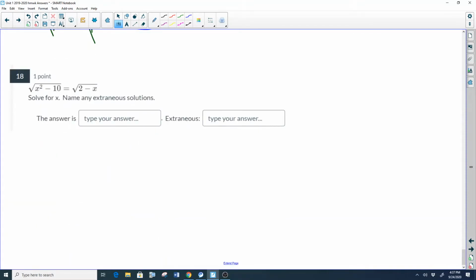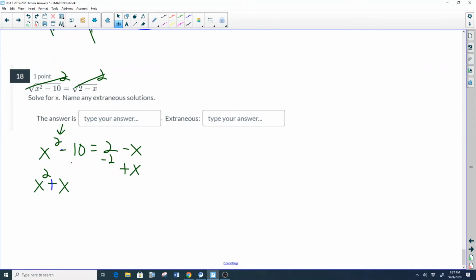Okay, beautiful. So this one, you are going to square both sides. It's ready to go. Radical on one side, radical on the other side. So you're left with x squared minus 10 is equal to 2 minus x. Now, because of the x squared, you're going to have 2 solutions. So get everything on the same side and factor it. So we're going to add x to this side. They don't combine because they're different terms. So just add x next to it.